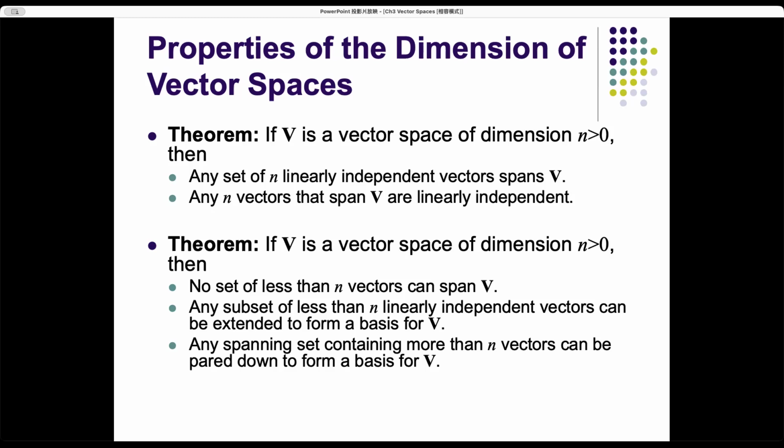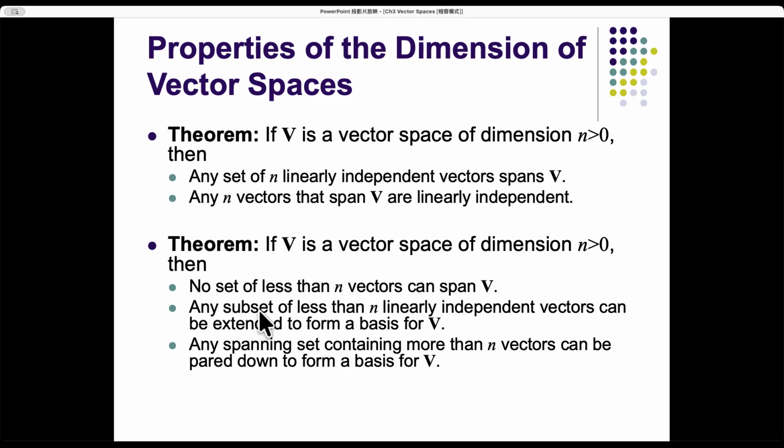So we keep doing that until we must find, at some point, that the dimension of V is less than n, but that's not possible. So in other words, no set of less than n vectors can span V. So this is what we have.